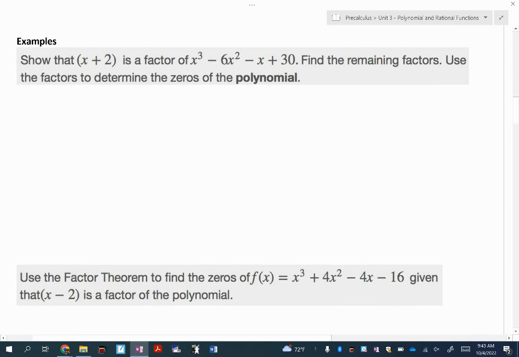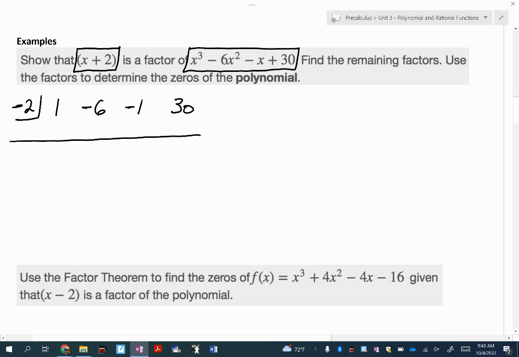I'm going to show that this x plus 2 is a factor of this polynomial by showing you with synthetic division that you get a 0. So I'm going to put negative 2 in the corner. Don't forget to think opposite. Then 1, negative 6, negative 1, and 30. I got that from my polynomial. That's my dividend. So I'm going to do the synthetic division.